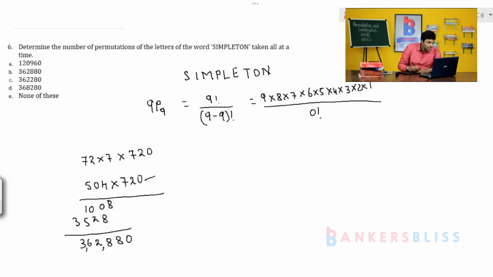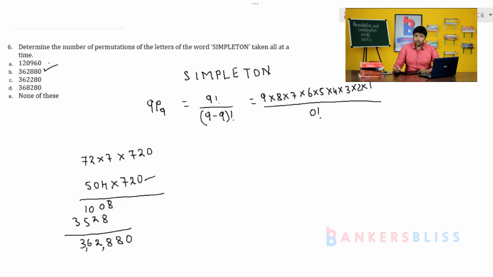3,62,880. So option B is the right answer. But this is the traditional method where you have to invest a lot of time, and a few types of problems are going to come. If you solve through this traditional method, it obviously takes too much time, and it will be very difficult for you to imagine what the type of problem is and in what pattern we have to arrange. Okay, so it will be very difficult.